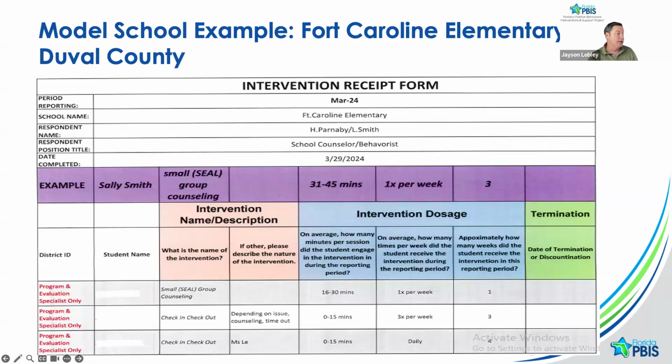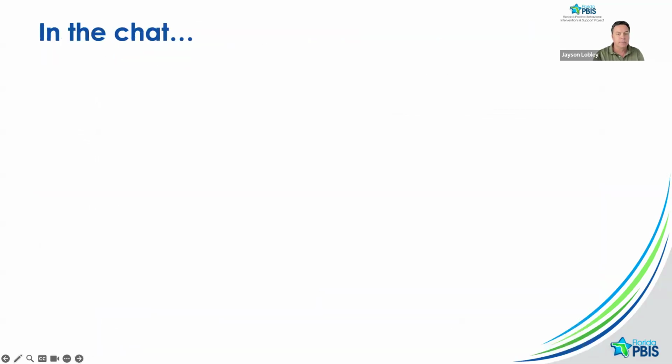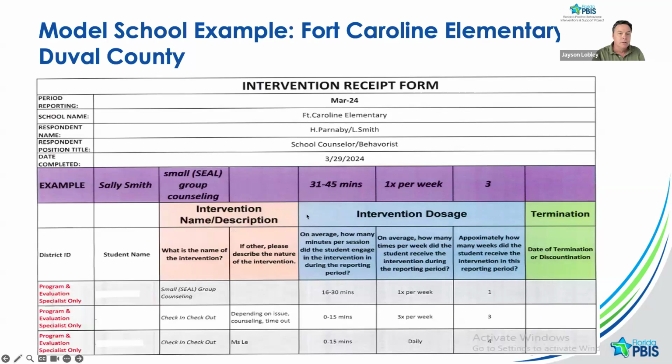So here's another example that looks at dosage. This was from Duval County. So pretty good example here. They looked at a couple of different interventions. It looks like they looked at group counseling, and then two students were in check-in, check-out, and the amount of time in each intervention varied.